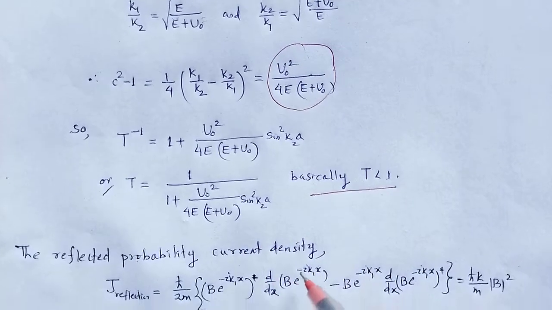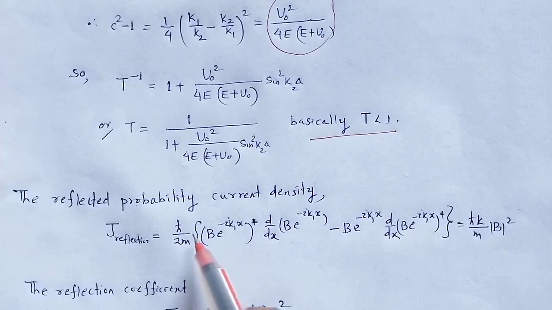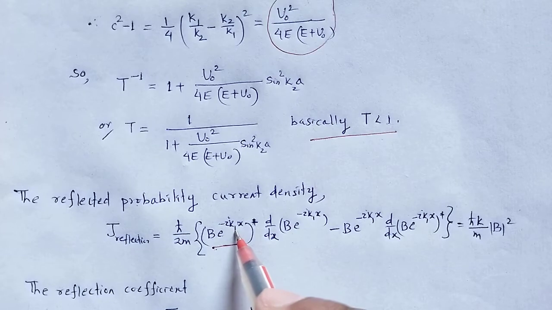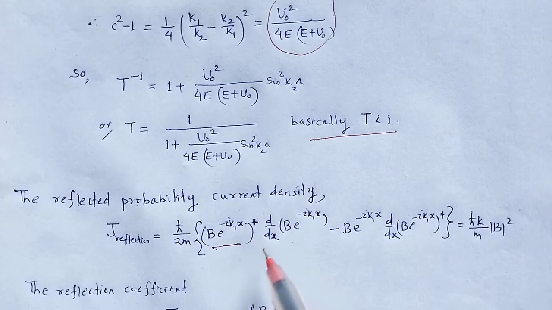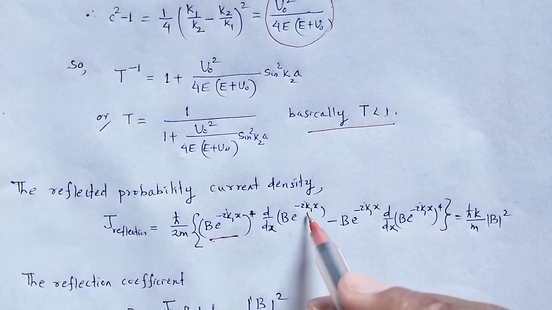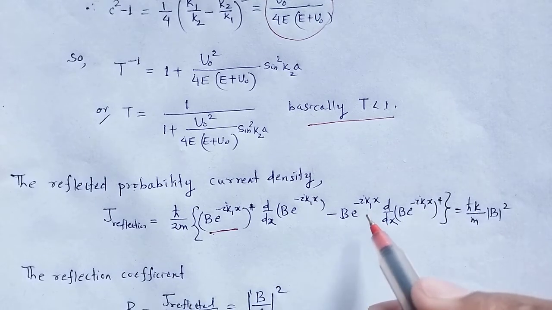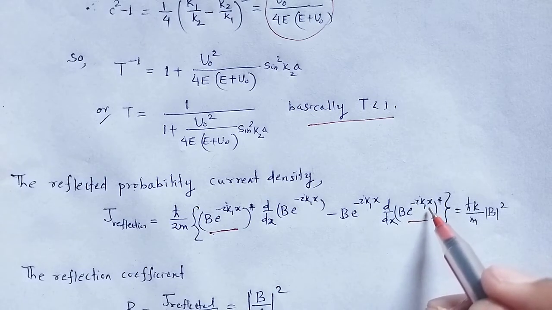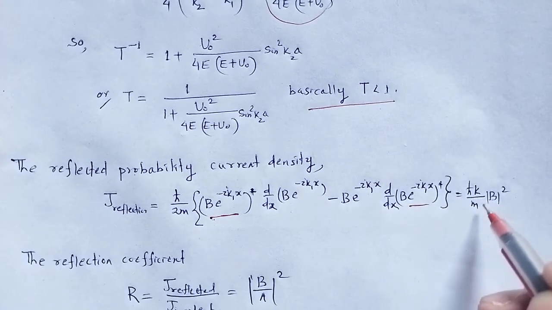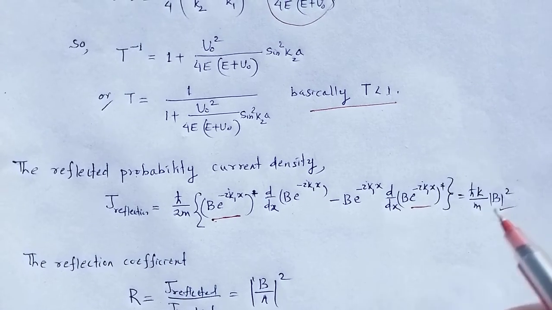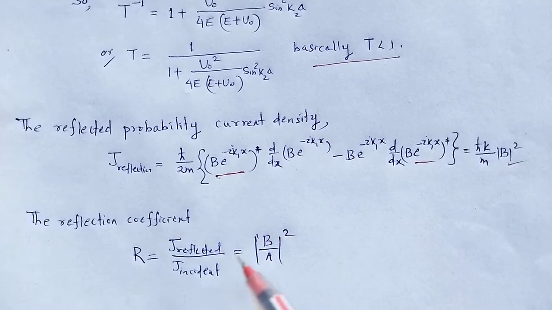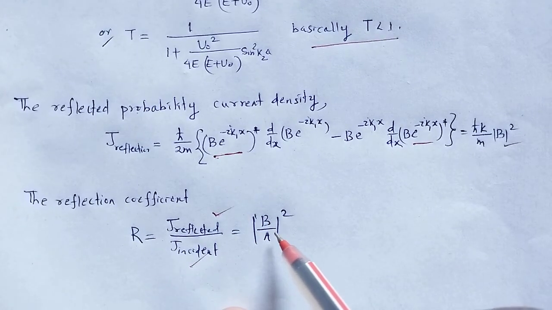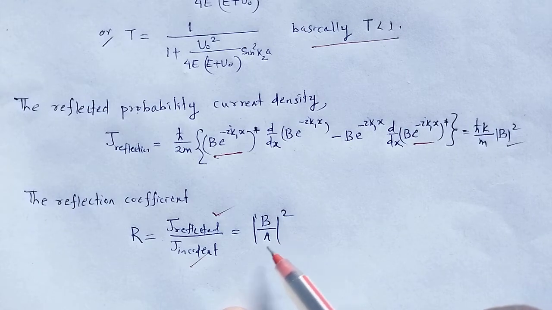So the reflected probability current density, J reflection, is equal to h cross by 2m, times the wave function terms: (b e to the power i k1 x) star, meaning its conjugate, d psi by dx of b e to the power minus i k1 x, minus b e to the power minus i k1 x, d by dx of its conjugate. That is h cross k divided by m magnitude of b square. So the reflection coefficient R is equal to J reflected by J incident, that is magnitude of b by a squared.